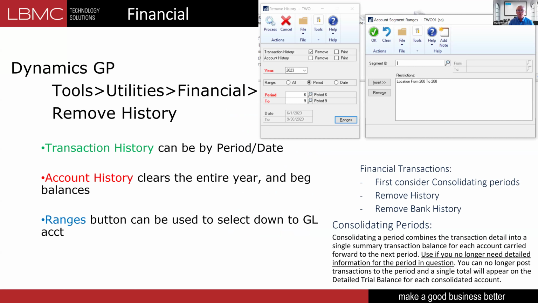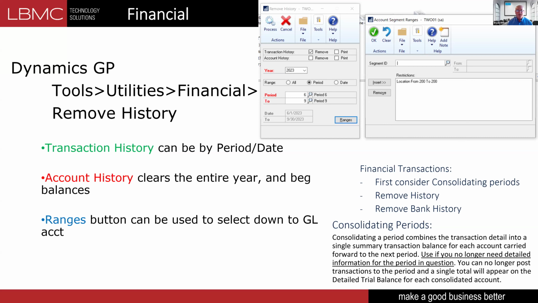So getting into the financial, this is our general ledger. He served with General Grant, if you remember your history. In general ledger, you have the ability to remove transactions and account history, and you can do that by different ranges.